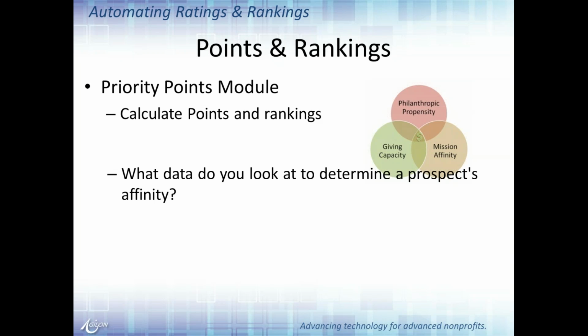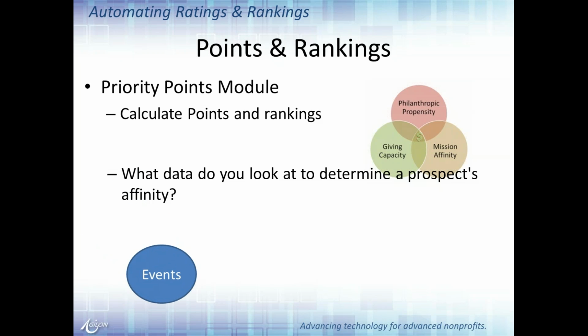One of the great advantages to using priority points is being able to look at many different data points that may be scattered throughout the database, throughout the application. So for example, if we wanted to figure out a prospect's affinity, or how they interact with our institution, it's really up to you to figure out what kind of information we want to look at.